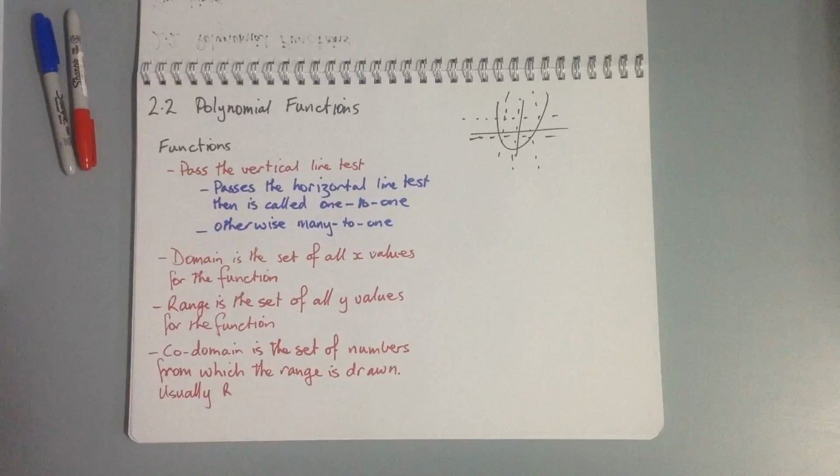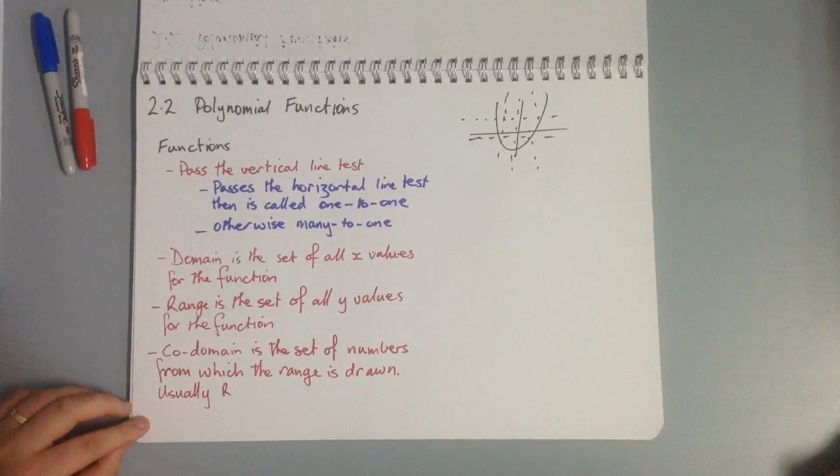The domain is the set of all x values for the function, and the range is the set of all y values for the function. The codomain is a set of numbers from which the range is drawn. It's usually just R. There's not too many times that we have to deal with anything that isn't just R.